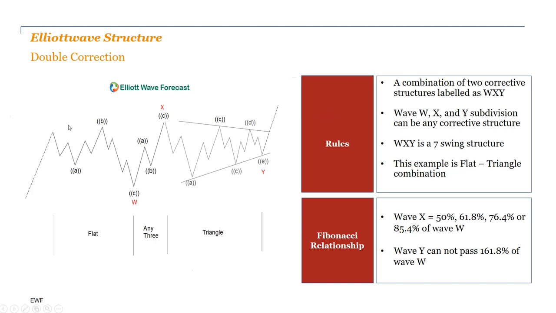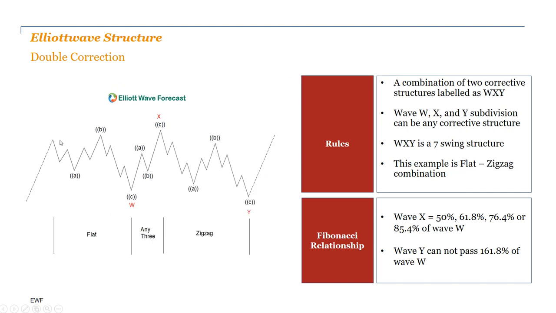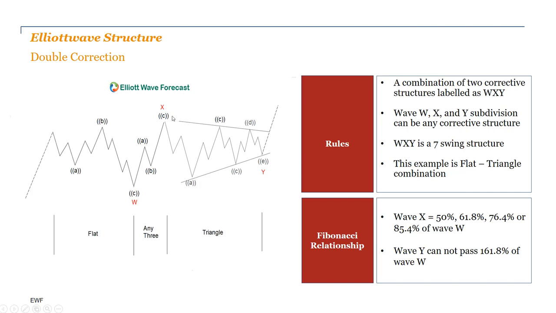This is basically the same example. It's also double correction. As you can see, it's also WXY. The only difference is the type of the corrective structures, which is the subdivision of the W and the Y. Now in this case, the left side is a flat, which is the same as the previous example here. The left side is a flat, but the right side here before was a zigzag. This time the right side is a triangle. So you have a WX, and then the right side is A, B, C, D, E.